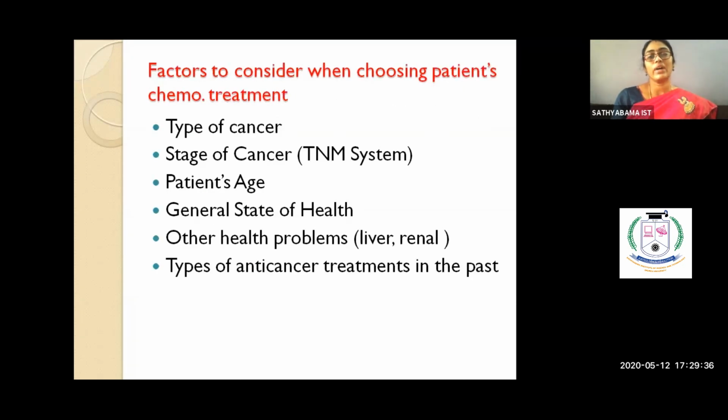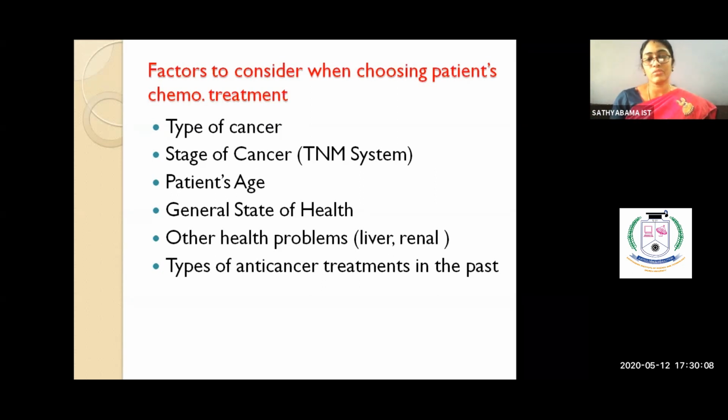So what are the factors you have to consider when you're going to give chemo? What type of cancer it is. As we said, from head to toe, we have a number of cancers, so you have to check the type of cancer, and then the stage of cancer. There are lots of stages, stage 1, 2, 3, and 4, and according to that, you'll have to give that many chemo treatments. And the patient's age: a kid, an older person, a middle-aged person. You'll have to check for that.